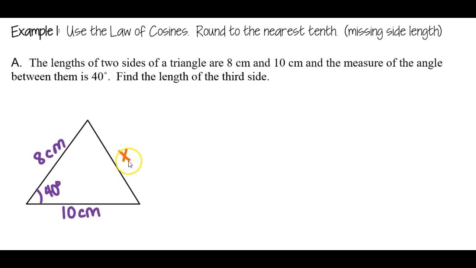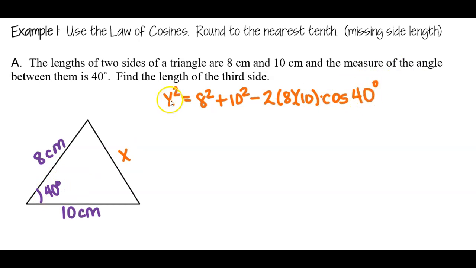When we set up our equation, remember on the left side of the equation, we want the side that's opposite of the angle measure that we know. So we're going to have x squared equals the sum of the other two sides squared: 8 squared plus 10 squared minus 2 times 8 times 10 times the cosine of 40 degrees. It's important that the side length x is the side across from 40 degrees. Whatever angle measure you put here for the cosine, the other side of the equation should be the opposite side.